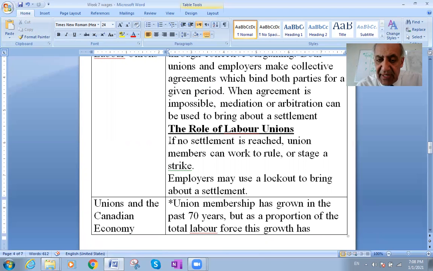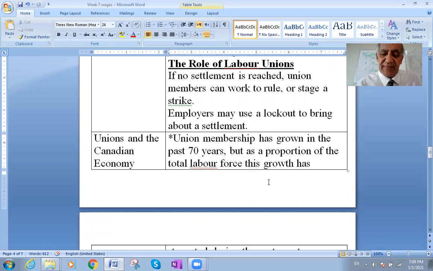If no settlement, union members can work through or stage a strike. In that case, we do the strike, like the strikes you hear about or see on TV. A strike means the people will go and ask for their rights. We need more pay. For example, the minimum wage is not enough. $15 per hour is not enough. We need it to be more than $15 per hour. Employers may use a lockout to bring about the settlement.